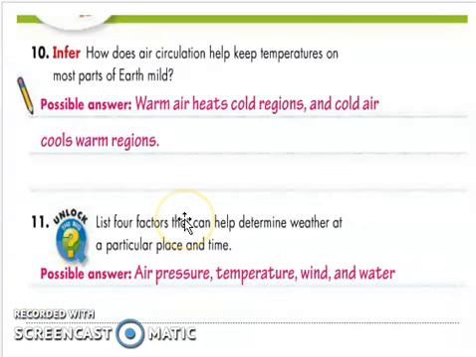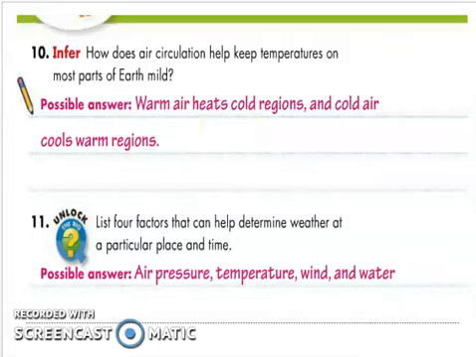Now let's go to question number 10. How does air circulation help keep temperature on most of the earth mild? Remember that the Middle East is a hot region, but why is it sometimes cold here? Remember, we have two seasons here in Saudi Arabia, summer and winter. And why in summer can we still feel cooler? Because warm air heats cold regions and cold air cools warm regions. It is because of the air and gases circulation.